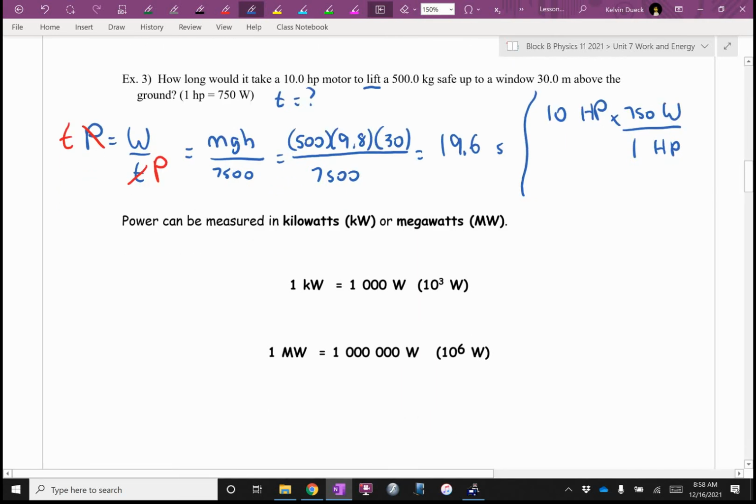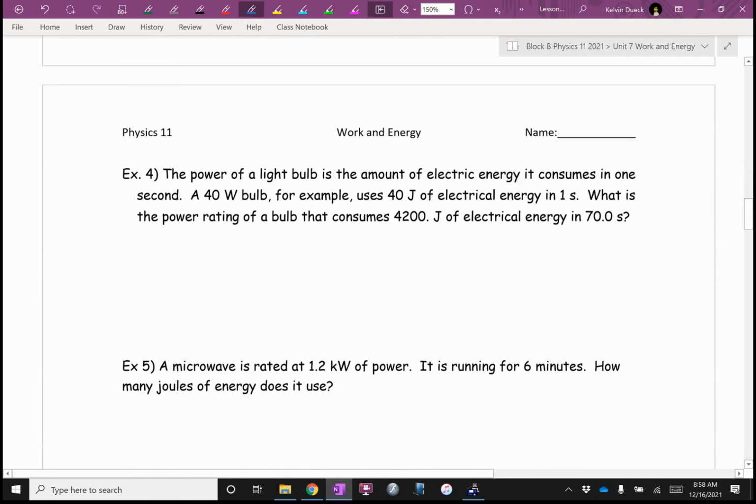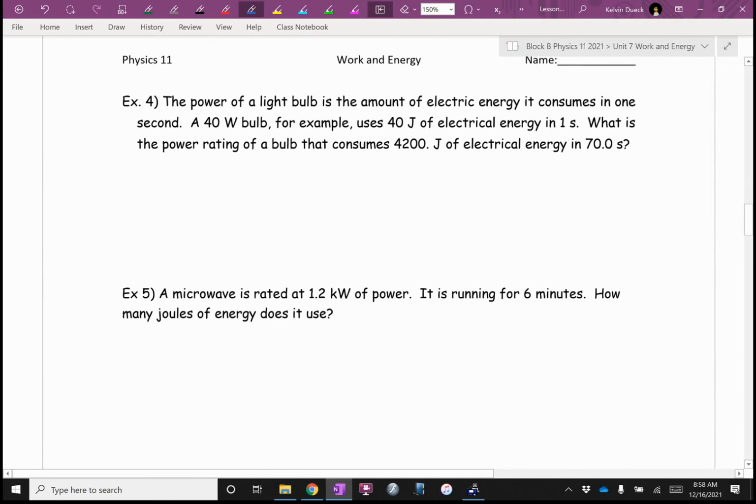Power can also be measured in kilowatts, 1,000 watts, or megawatts. Megawatts, you'll often hear them talking about when they're talking about a hydroelectric dam generator or something to that effect. Kilowatts, you'll often hear them talking about how much energy a house uses, how much power a house uses, or something like that. Turn the page.